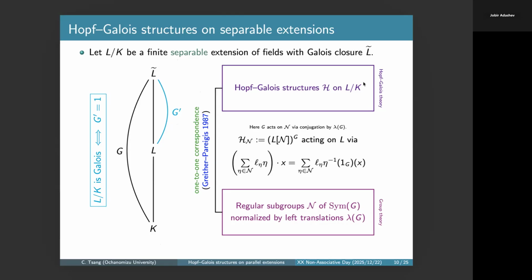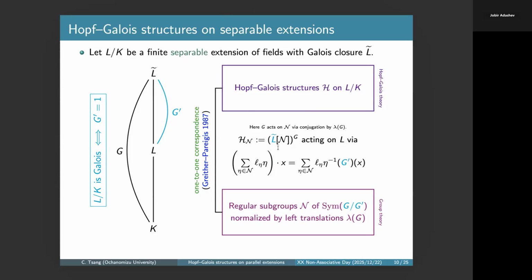So Greither-Pareigis, in the Galois case, says Hopf Galois structures on L over K are in one-to-one correspondence with these regular subgroups of the symmetric group of the Galois group that are normalized by left translations. The separable case is almost exactly the same. You just replace the G here. Instead of looking at the symmetric group of G, you look at the symmetric group of the left coset space of G mod G prime. And then the correspondence is also explicit and similar to the Galois case. Instead of L here, you replace it by the Galois closure. And when G prime is 1, we just get back what we saw earlier.